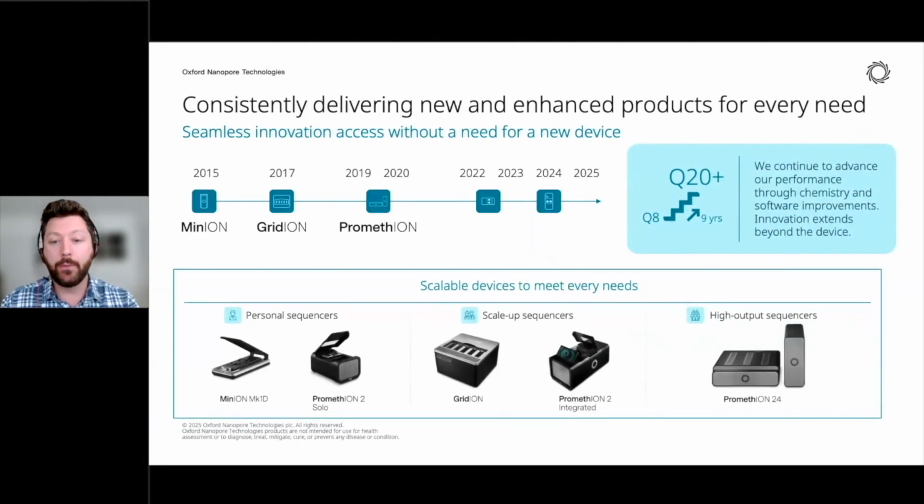And over the last decade, we've been delivering and enhancing new products, not just in hardware, but in chemistry, software, and informatics designed to improve the overall performance of the platform.